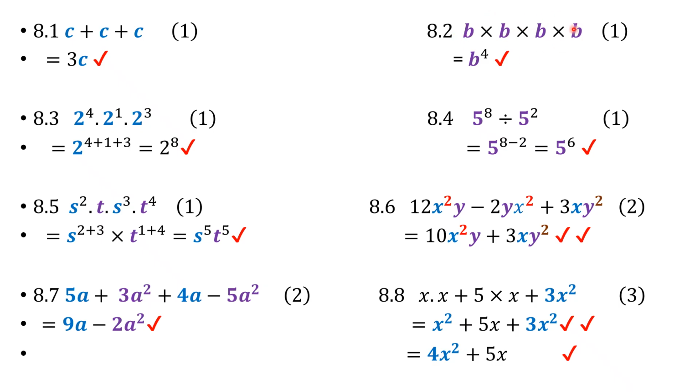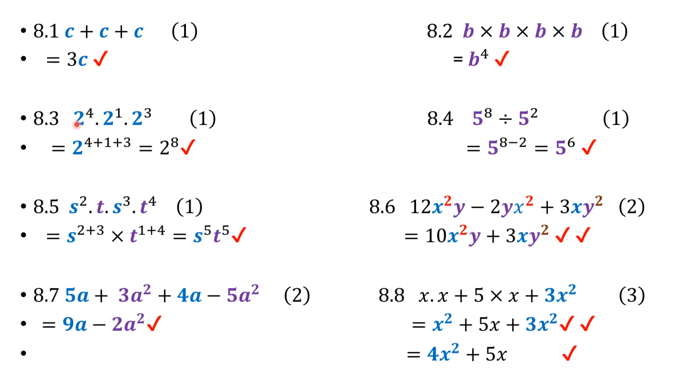If I multiply and the bases are the same, you see they're B, B, B, then I add the exponents, so 1 plus 1, 2 plus 1 gives me 3, plus 1 gives me 4, so that becomes b to the power 4.